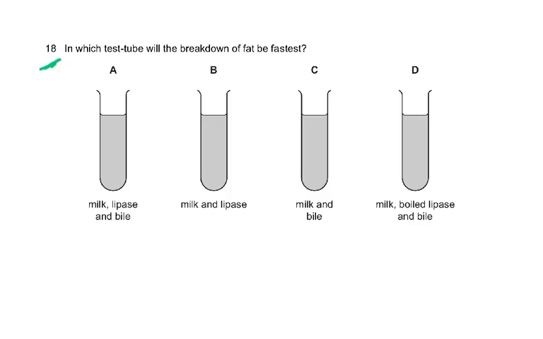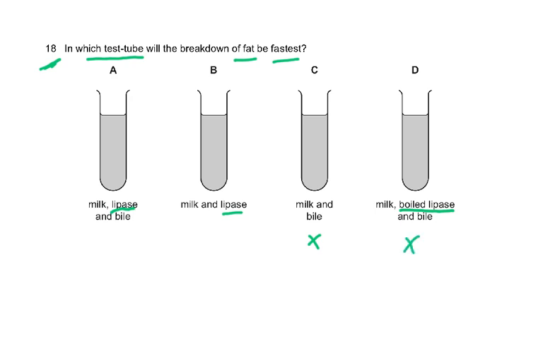Then coming to question number 18, in which test tube will the breakdown of fat be the fastest? Now you can see it is a question on the enzyme lipase. So there's lipase here, there's lipase here, there's no lipase here. And then there's boiled lipase. So boiled lipase means the lipase is now denatured. So this is not going to work. So there was no lipase here. This is not going to work.